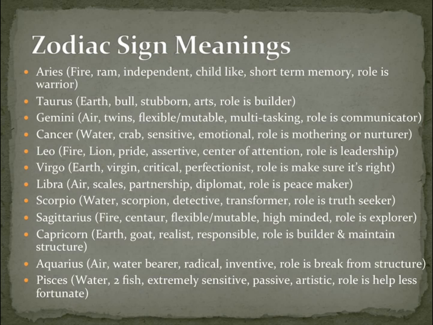The seventh sign is Libra. In nature, it covers the beginning of fall. Its symbol is that of the scales, meaning everything must be in balance. It is a cardinal air sign, rules the lower back, ovaries, and its role in society is that of the diplomat or peacemaker.